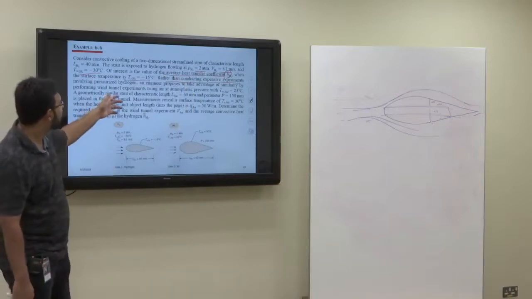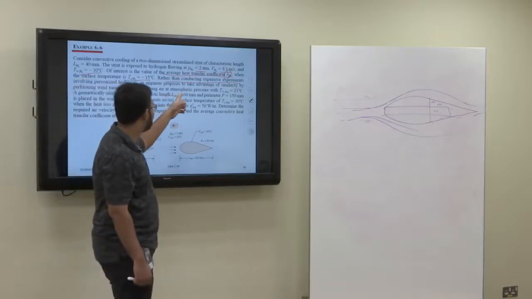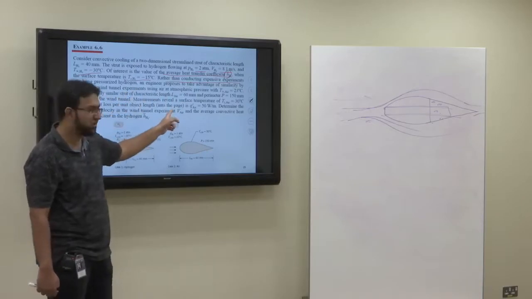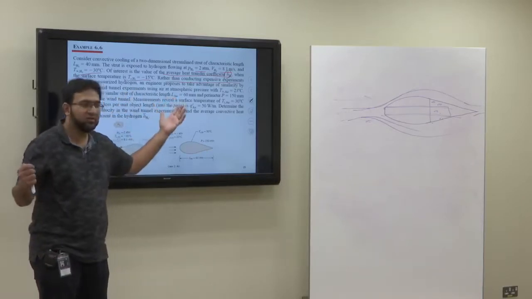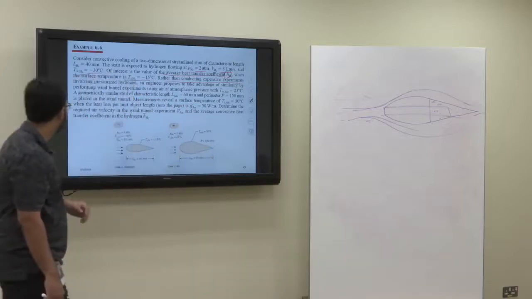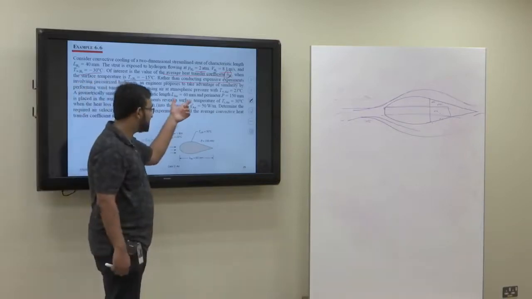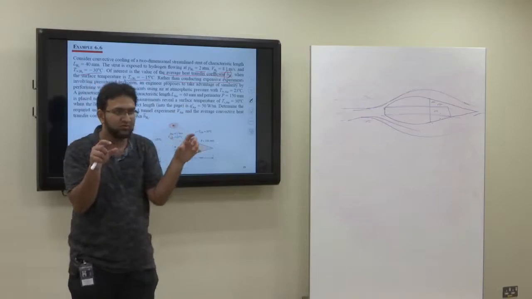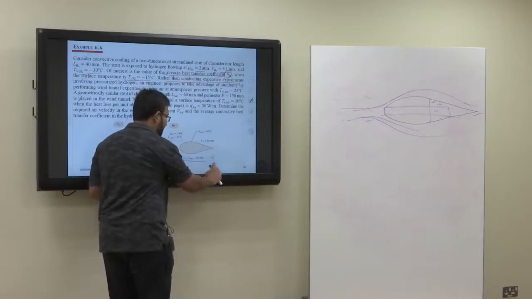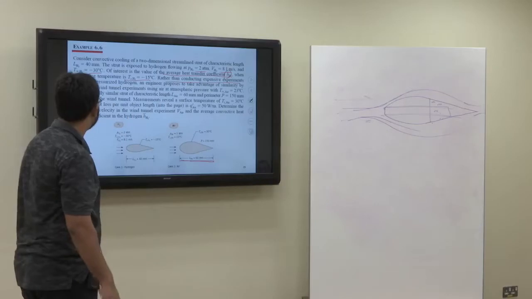So, rather than conducting expensive experiments involving pressurized hydrogen, an engineer proposes to take advantage of similarity by performing wind tunnel experiments using air at atmospheric pressure. Air is at 23 degrees centigrade. You don't want to put the air at minus 30, 23 degrees centigrade. A geometrically similar strut of characteristic length 60 millimeter. So, he had a model strut for experiment, and that strut is basically 60 millimeter length, and parameter 150 millimeters placed in the wind tunnel.